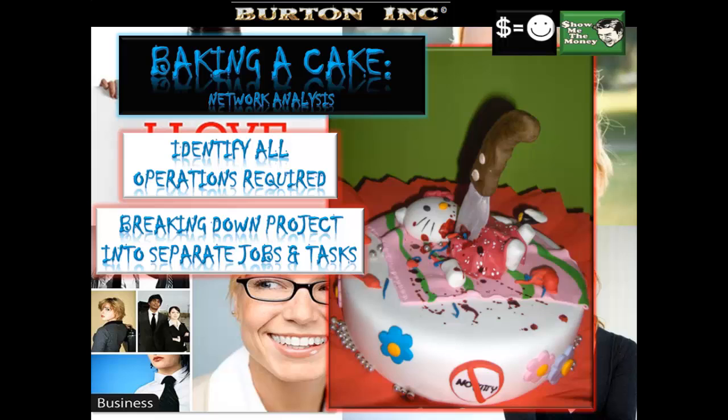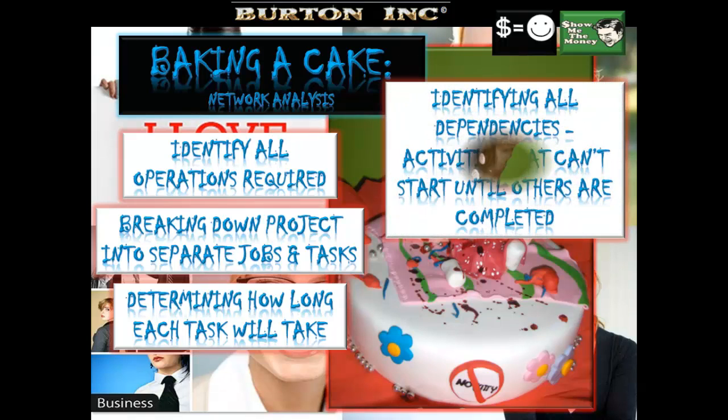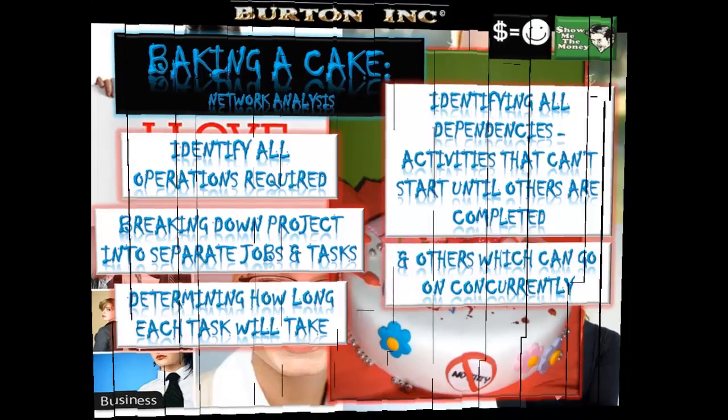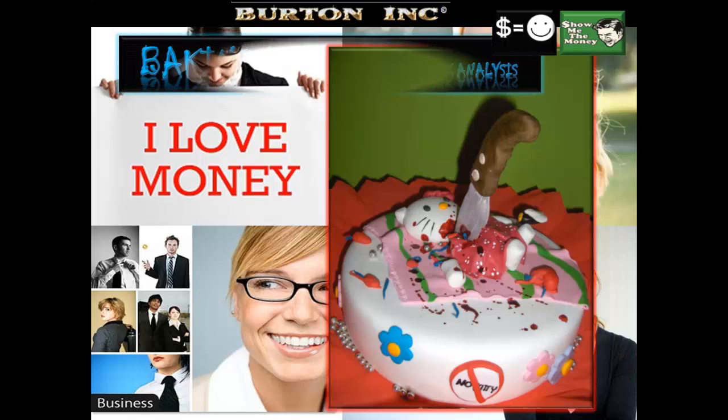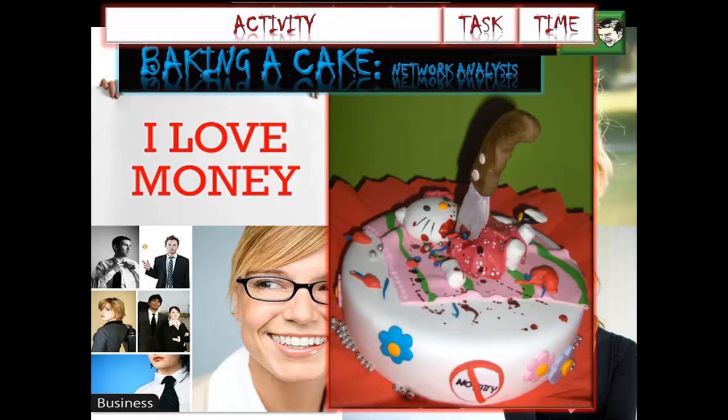So identify all operations required. Break down the project into simple jobs and tasks. Determine how long each task will take. Identifying all dependencies, activities that can't start until others are completed, and others which go on at the same time, all with baking a cake. Right, different activities. Now the IB Business and Management examination will specify activities. They will identify specific tasks and allocate times for these.